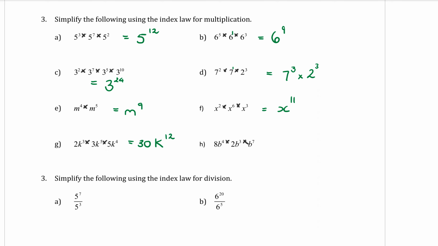Same thing for H. Multiply the big numbers out the front. So I have an 8 times a 2, which is 16. B is the base, and add the powers. 4 plus 3 is 7, plus another 7 is 14.